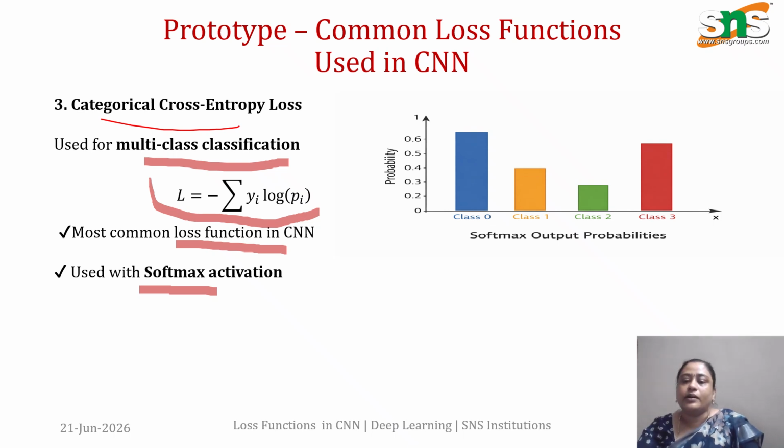This is how your categorical cross entropy loss works for different types of classes, where different predicted possibilities will be given. Examples of categorical cross entropy include digit classification or handwritten digit recognition. For all these things we can use categorical cross entropy loss.